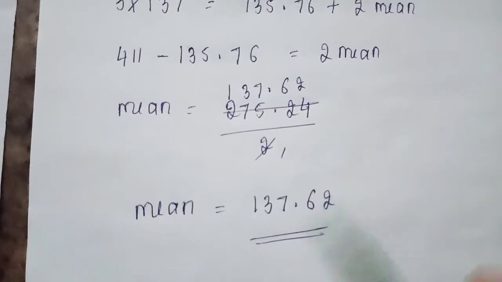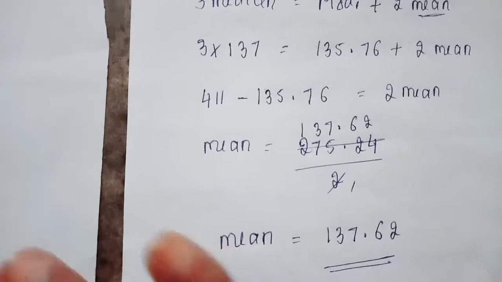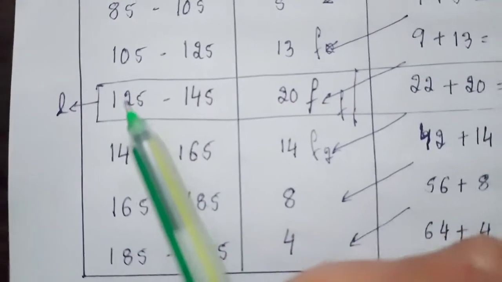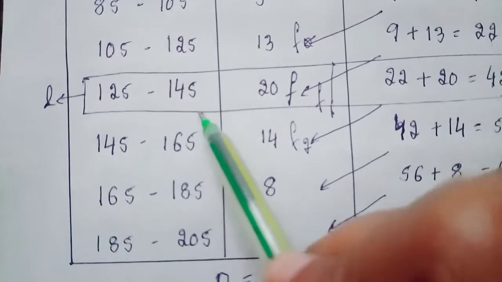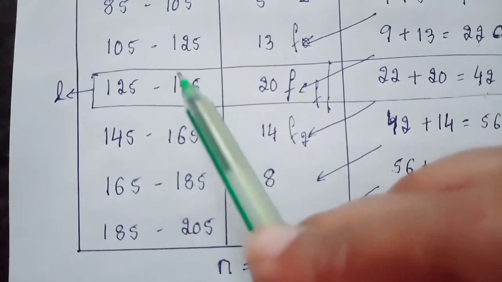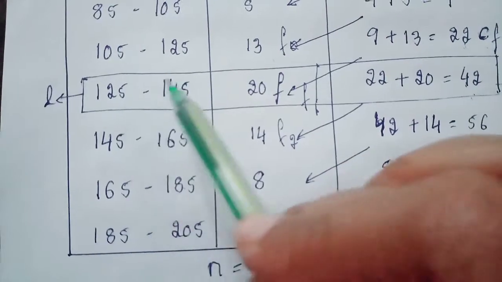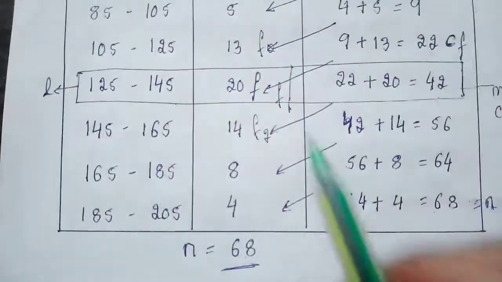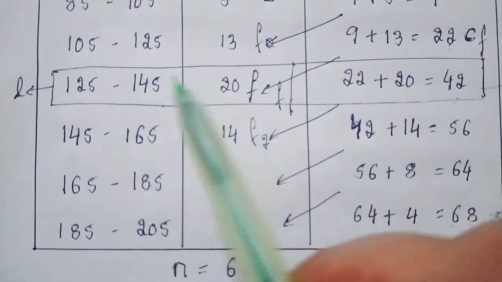Now one more clue I can give here. See, always now you can see the median is 137. So what is the median class? Median class is 125 to 145. So the answer of the median will lie between this class interval only, because this is the median class. Similarly, this itself is the modal class. So what is the mode answer we got?